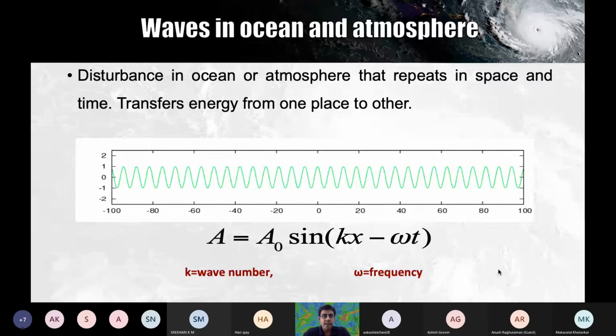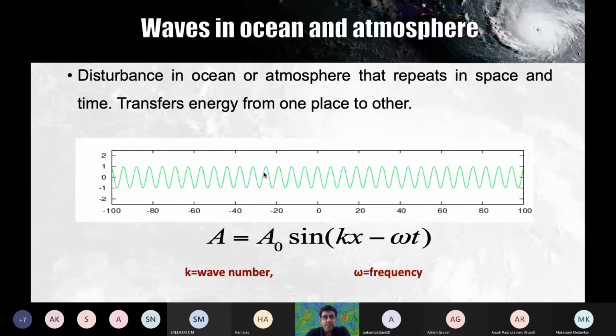Okay, so these waves are nothing but small disturbances in the ocean and atmosphere that repeat in space and time. If you're standing at one point and you look at a wave traveling, you will see a disturbance in the ocean and atmosphere which looks like a sinusoidal pattern, as shown here. It always has a wave number, which is related to the distance between the two troughs, from here to here. And frequency is how quickly they pass a point in a given period of time. So how many waves pass in a specific period of time gives me the frequency. What the waves do is they transfer energy from one place to the other.